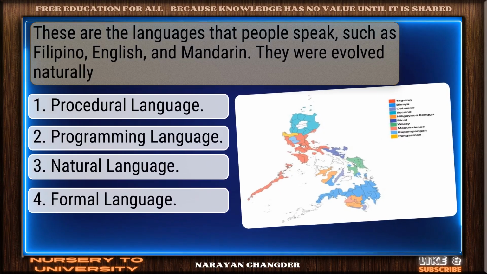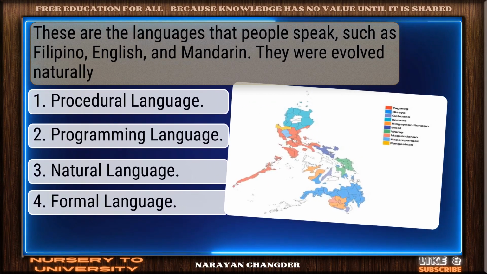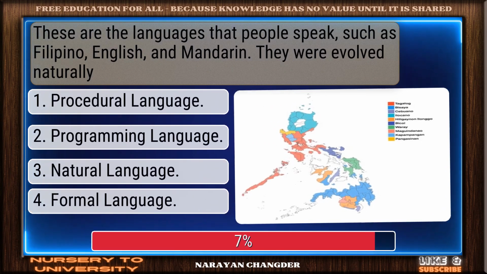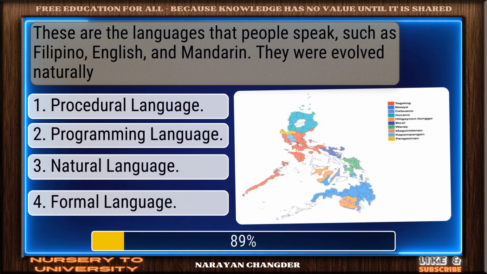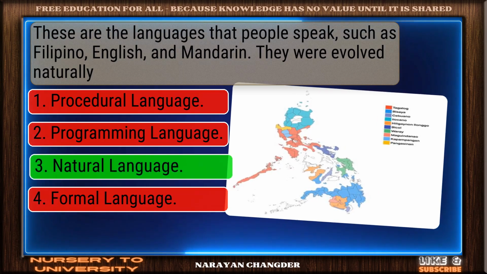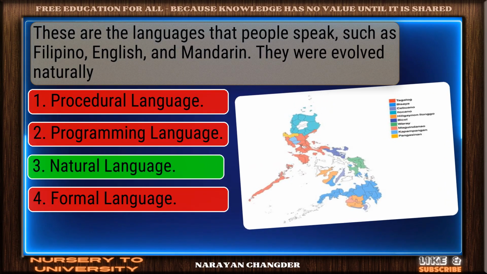Question number 9. These are the languages that people speak, such as Filipino, English, and Mandarin. They were evolved naturally. Sharp thinking. Natural language is the right choice.